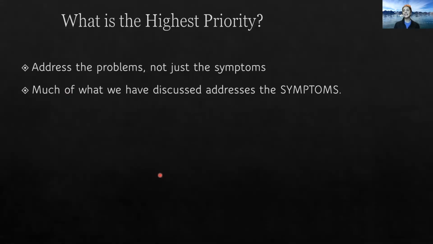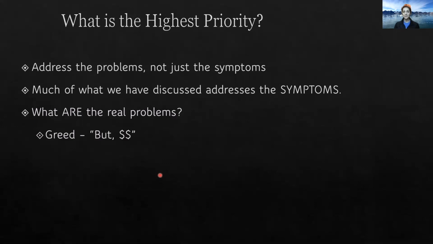So what is the highest priority when we're talking about environmental policy, environmental laws? We need to address the problem, not simply the symptoms of the problem. Throughout this course, we have discussed and focused mainly on the symptoms of problems, okay, so dirty water, inhospitable living conditions. Those are the symptoms of a larger problem that we have to address with our environmental policies and statutes. So what are the real problems?